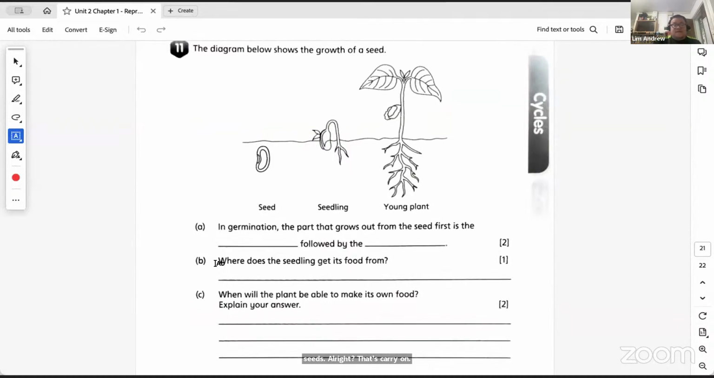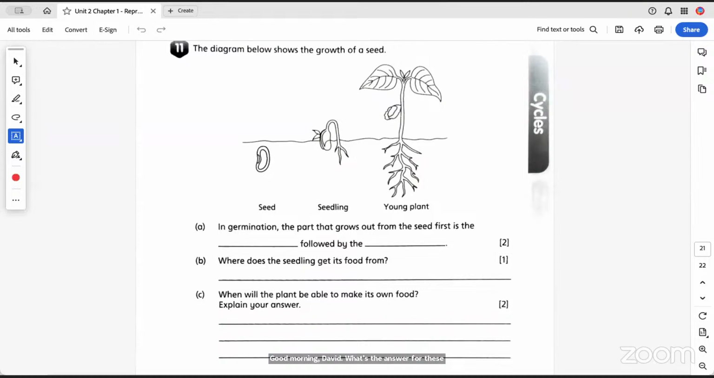All right, the diagram below shows the growth of the seeds. We have the seed, seedling, and young plant. So in germination, the part that grows out from the seed first is the... Yes, David. Good morning, David. What's the answer for this question?